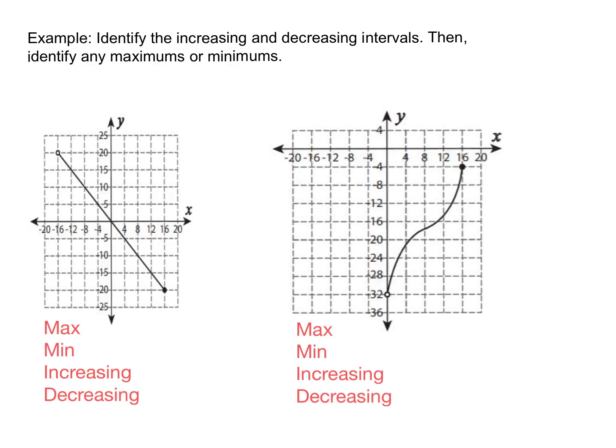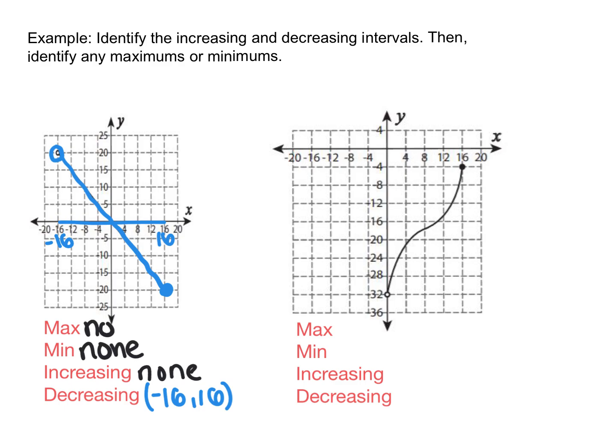So in this first example, if I read from left to right, I start at this point at -16 and all the way down it's decreasing, or going downhill, to this point at 16. So from -16 to 16 it's decreasing. Again, I'm always using parentheses. It's never increasing, so my increasing interval will be none. And technically it doesn't have a minimum or a maximum, so my minimum and maximum would be none.